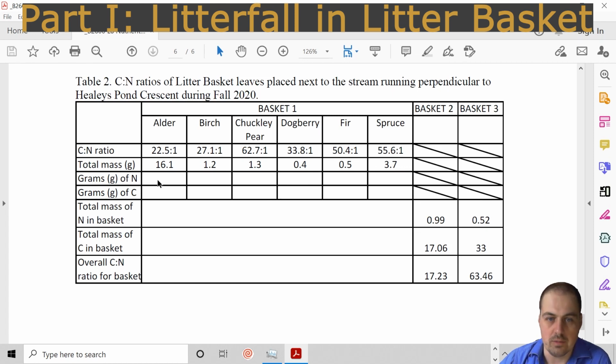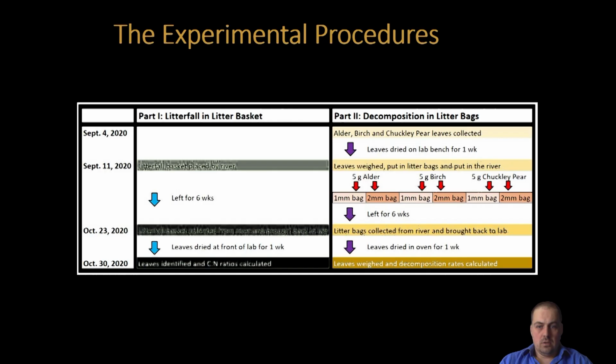So you guys are going to perform these calculations for your basket. So work out your grams of nitrogen for each of these, work out your grams of carbon, and then you're going to get an overall value. And for your discussion, you're going to compare it to these two. And I'll talk more about that in a second. So that was part 1.